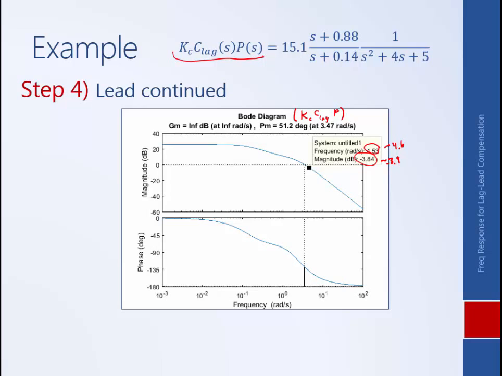When we add the lead compensator, we're going to add some magnitude here. That's going to move the crossover frequency to that location. And so what we want to do is center our bump in phase lead so that it's located at this new crossover frequency, so that we're getting the maximum benefit to our phase margin.